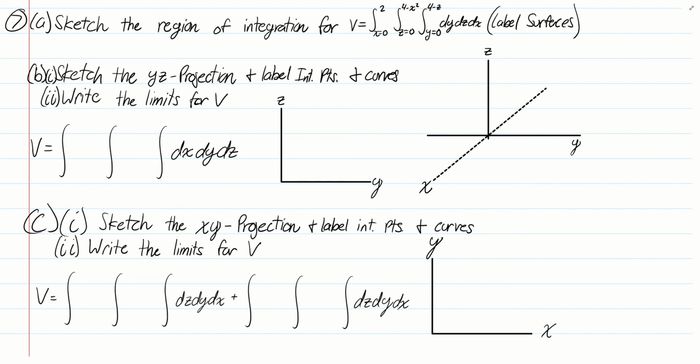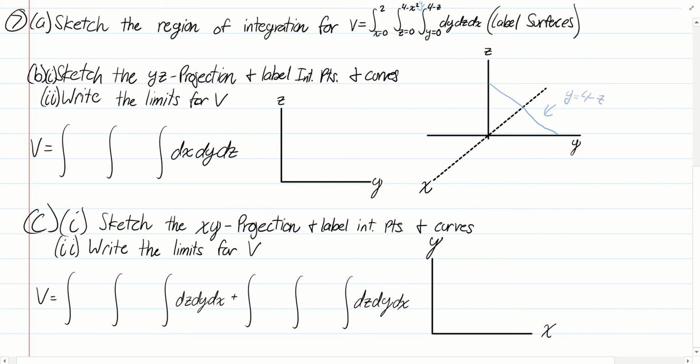So I'm going to sketch the region of integration. We're given our volume integral. So we have y from 0 to 4 minus z. So this is y equals 4 minus z, and I know I'm going to have an equation y plus z equals 4. That just generally looks like this. It's a straight line. So this is y equals 4 minus z.